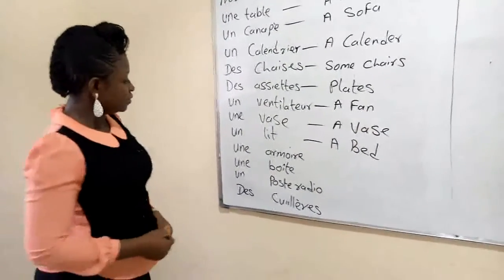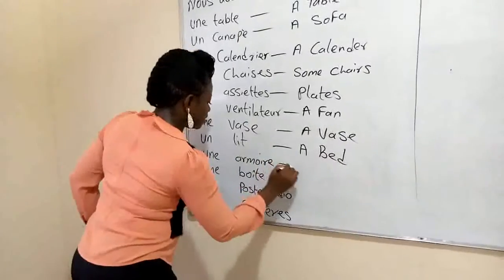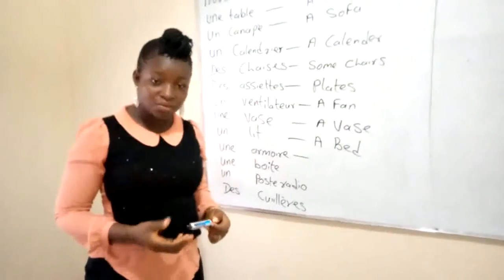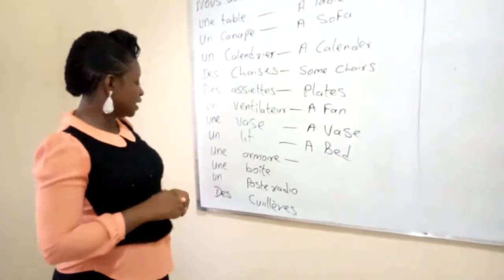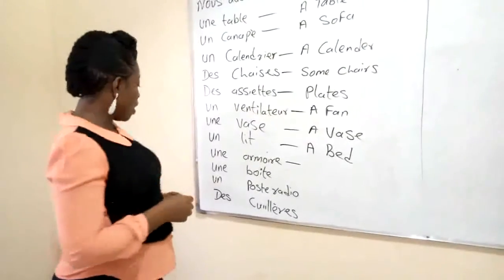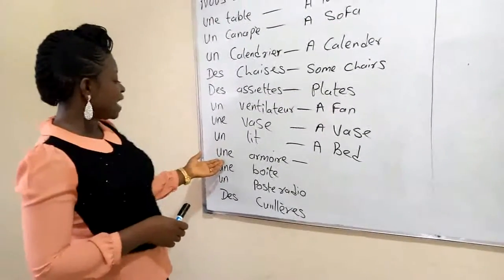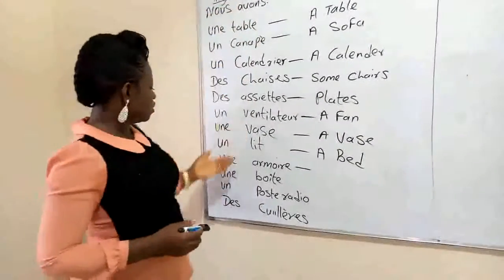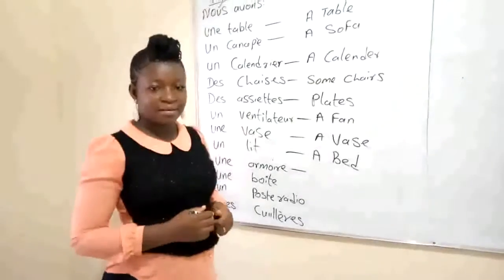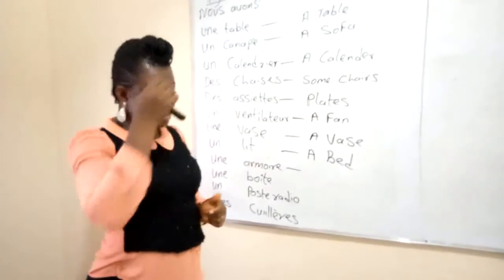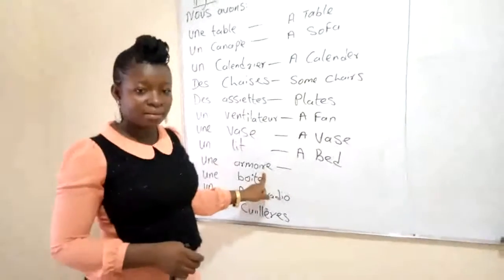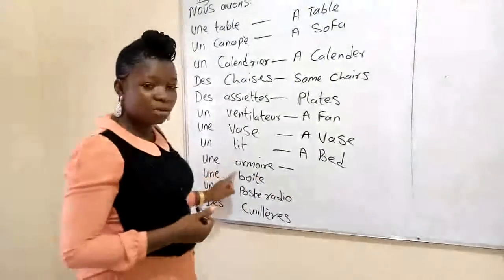We move on to the next one, which is a wardrobe. We have a wardrobe in the house. We all have a wardrobe in the house where we keep our clothes. Alright, the next one here is armoire. Nous avons une armoire. Let me pronounce that again. Une armoire. Nous avons une armoire.